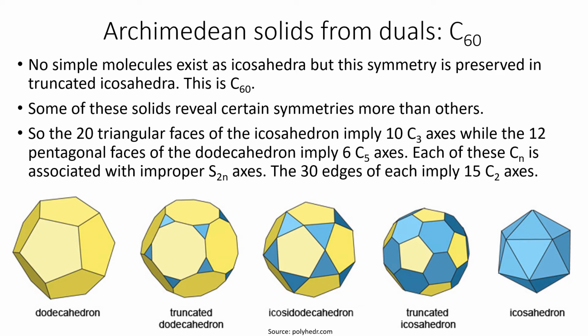And the other thing is we've got these 15 twofold axes, these C2 axes. I think that's fairly easy to appreciate on either object, because they've both got 30 edges. So what we need to do is consider the 15 pairs of opposite edges, and there should be a C2 axis that bisects each of those.